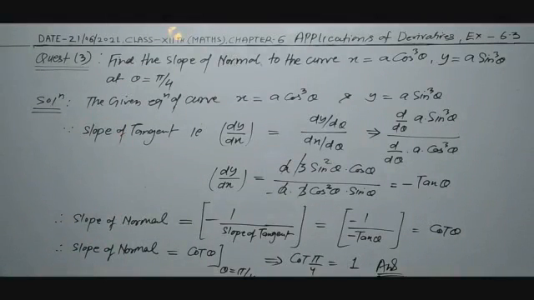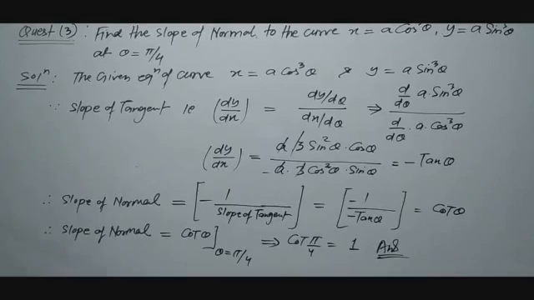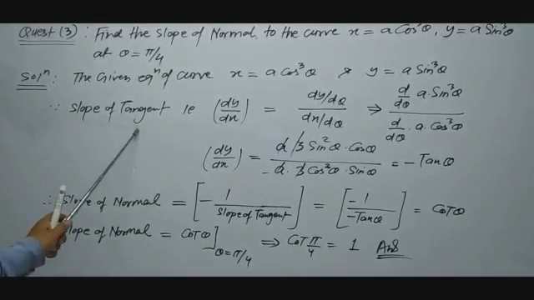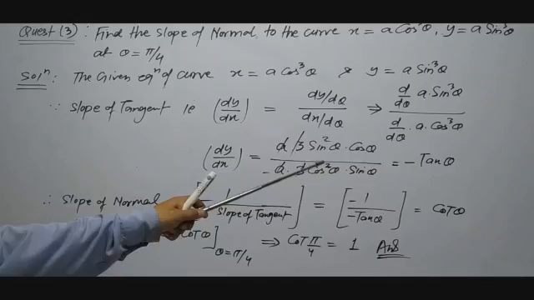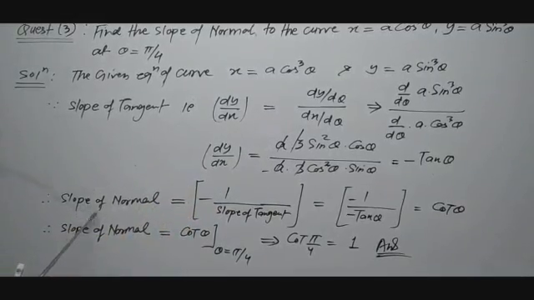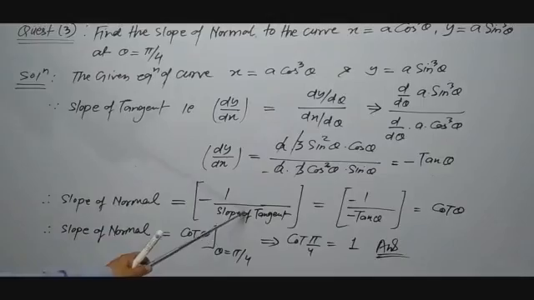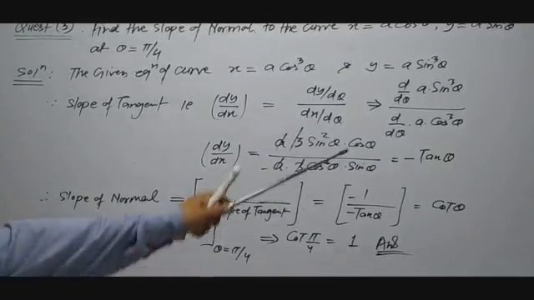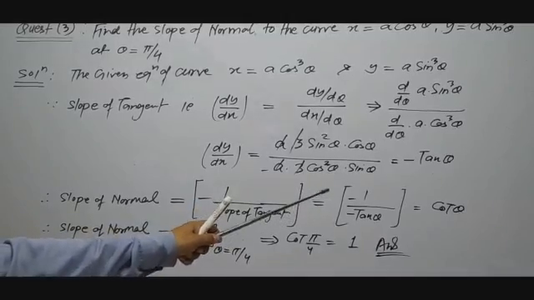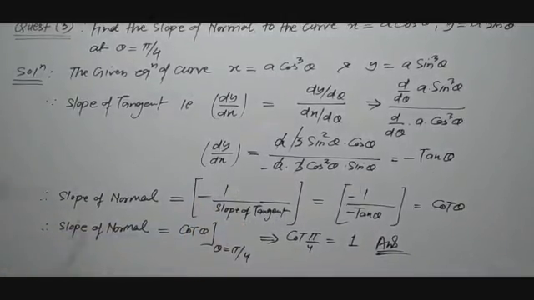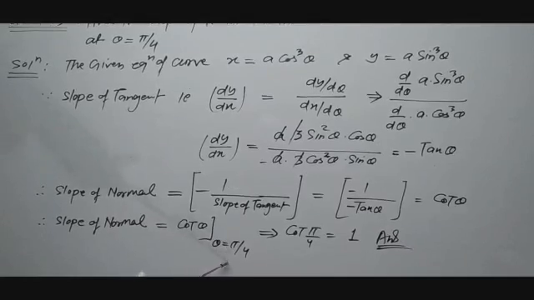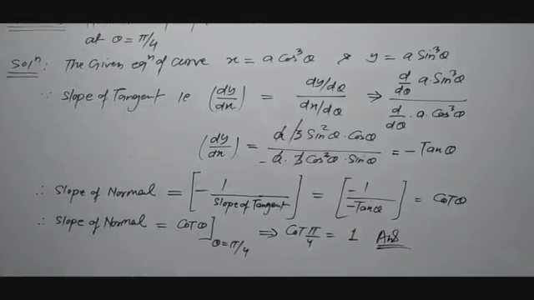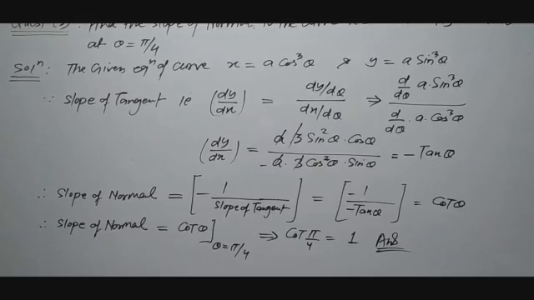See, the slope of tangent, that is dy by dx, is equal to minus tan theta, and the slope of normal is -1 upon the slope of tangent, and the slope of tangent is minus tan theta. So put here -1 upon minus tan theta, you will get cot theta. So slope of normal is cot theta. At theta is equal to pi by 4, you will get the result 1. So this question is completed.